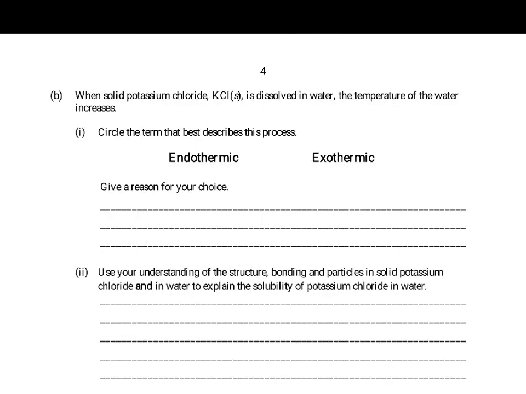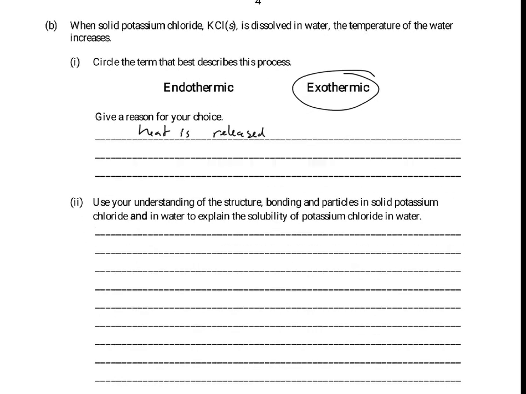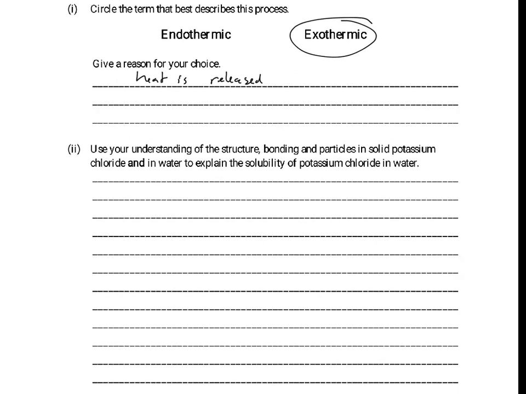Part B. When solid potassium chloride is dissolved in water, the temperature of the water increases. Circle the term that best describes it: exothermic reaction, because heat is released, and that is the reason why the water actually heats up. Number 2, use your understanding of structure and bonding in solid potassium chloride and in water to explain the solubility of potassium chloride in water.